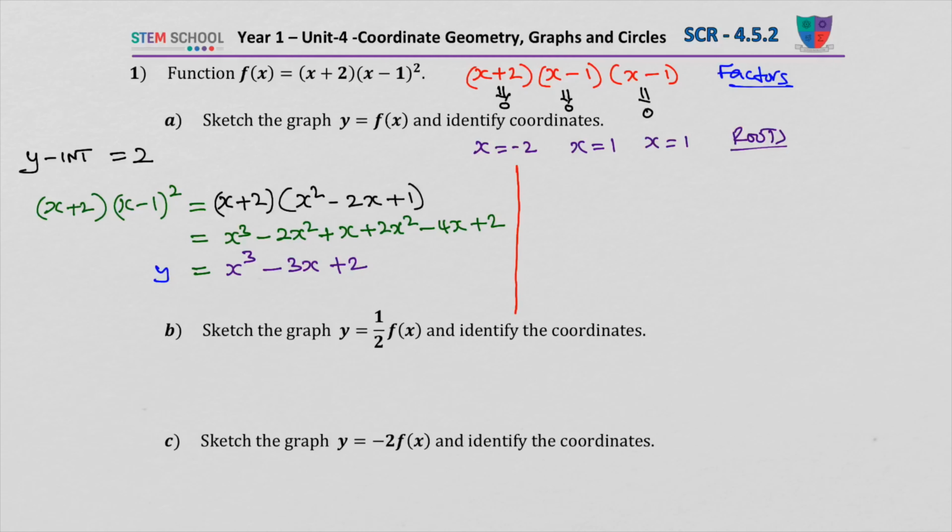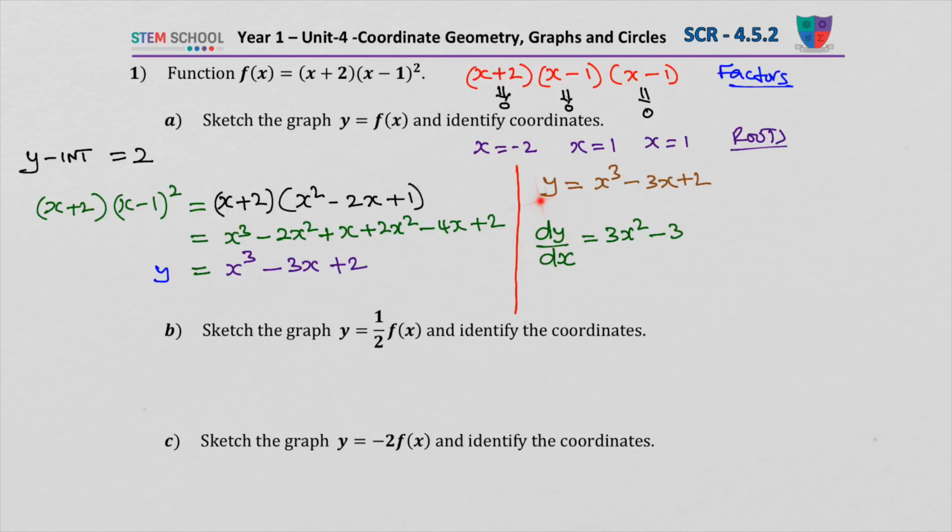I would like to find the maximum turning point here. The degree of the polynomial is 3. That means it's got 2 turning points. The number of turning points is the degree of the polynomial minus 1. So that'll be 3 minus 1, so 2. That means it's got a maximum and a minimum, and I need to find the coordinates of those.